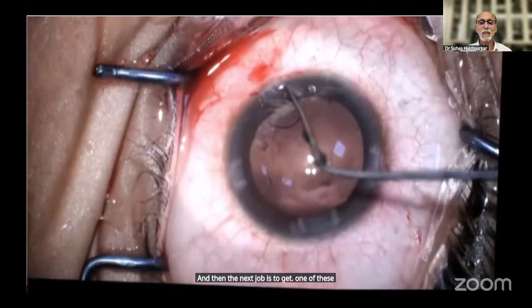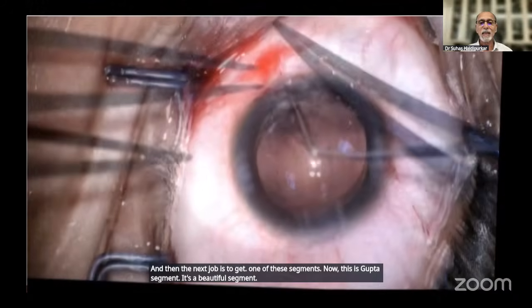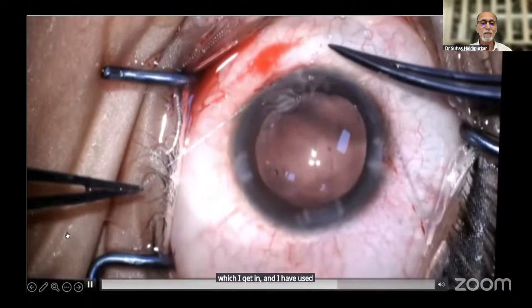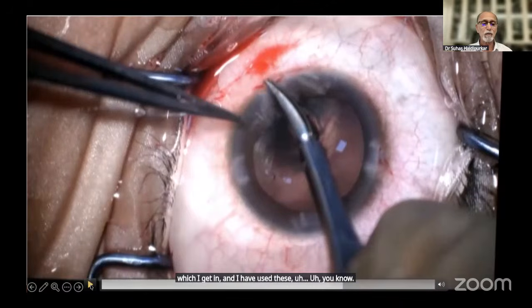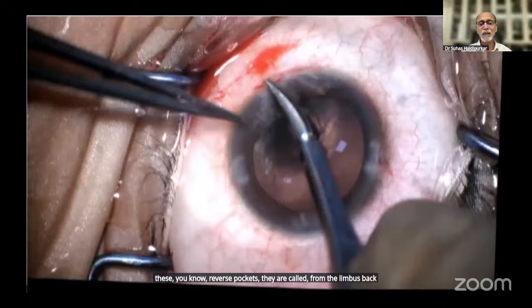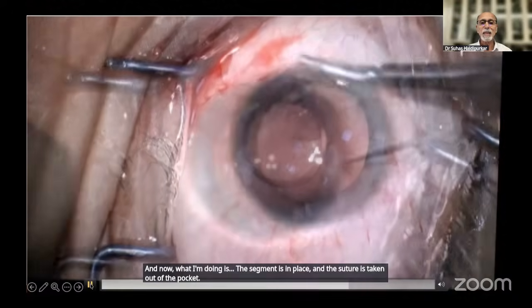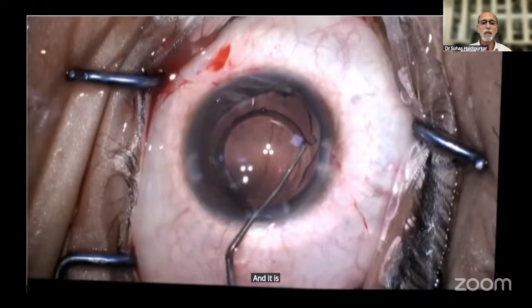Now this is Gupta segment. It's a beautiful segment which I get in, and I have used these Hoffman pockets. The advantage of Hoffman pocket is that you can make these reverse pockets, they are called, from the limbus backwards. And now the segment is in place and the suture is taken out of the pocket and it is tied and the knot is buried in.